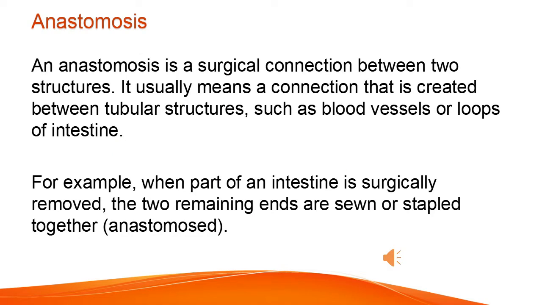Anastomosis. An anastomosis is a surgical connection between two structures. It usually means a connection that is created between tubular structures, such as blood vessels or loops of intestine. For example, when part of an intestine is surgically removed, the two remaining ends are sewn or stapled together, anastomosed.